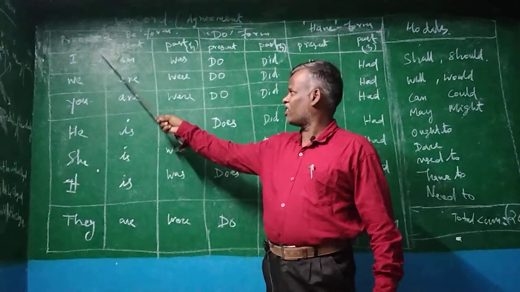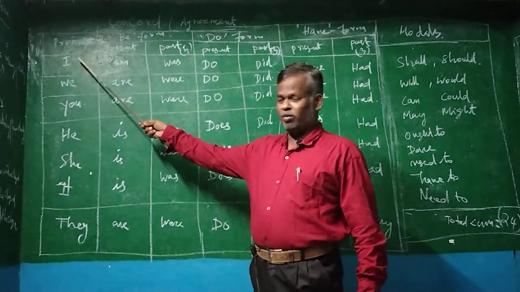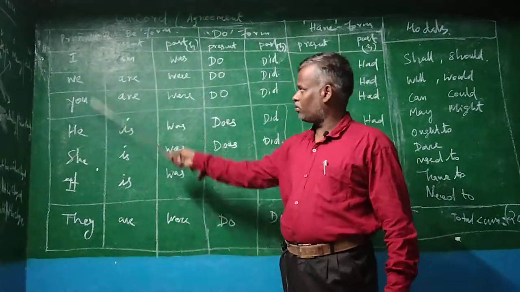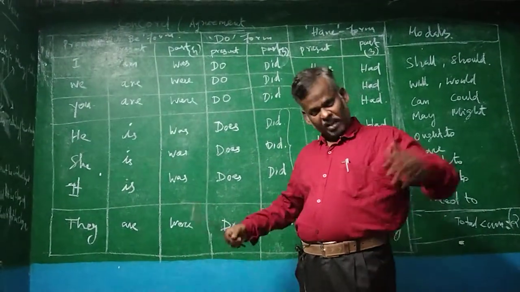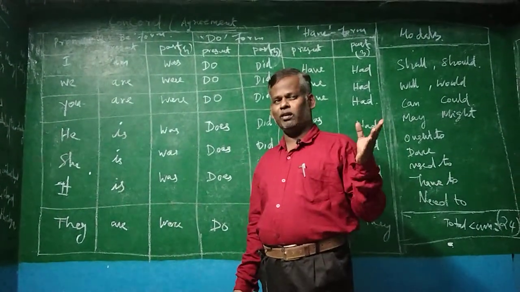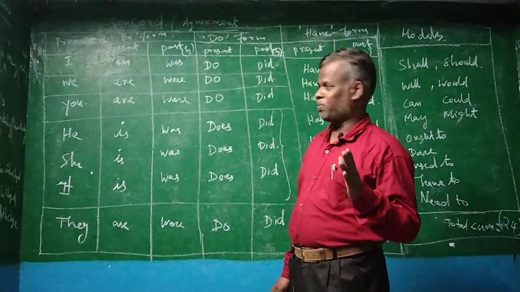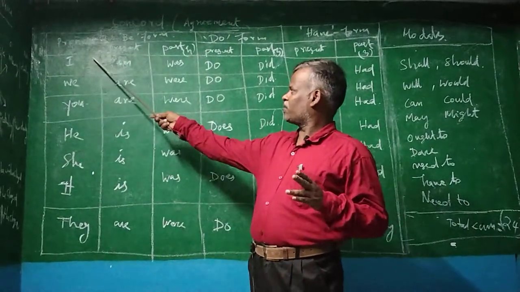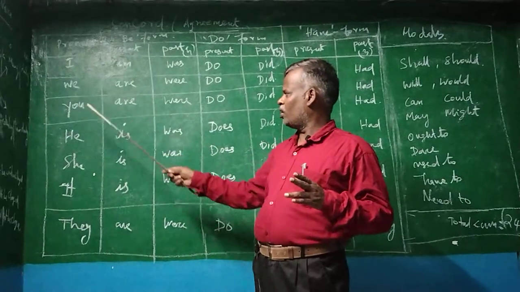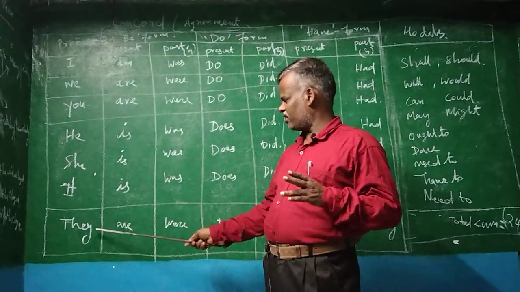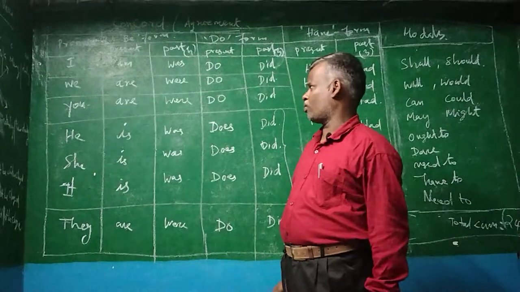So what does concord mean? First, these are the subject pronouns. There are many kinds of pronouns, and that topic deals with parts of speech. In this first part: I, we, you, he, she, it and they. These are the subject pronouns.